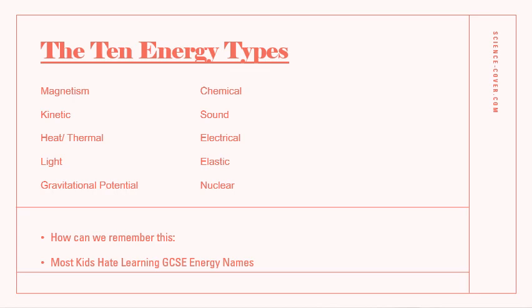We can remember this by remembering most kids hate learning GCSE energy names. All the capital letters M, K, H, L, most kids hate learning, stand for one of the energy types: magnetism, kinetic, heat, light. GCSE stands for gravitational, chemical, sound and electrical. And then energy names, so we've got capital E, capital N, that's elastic, and nuclear.